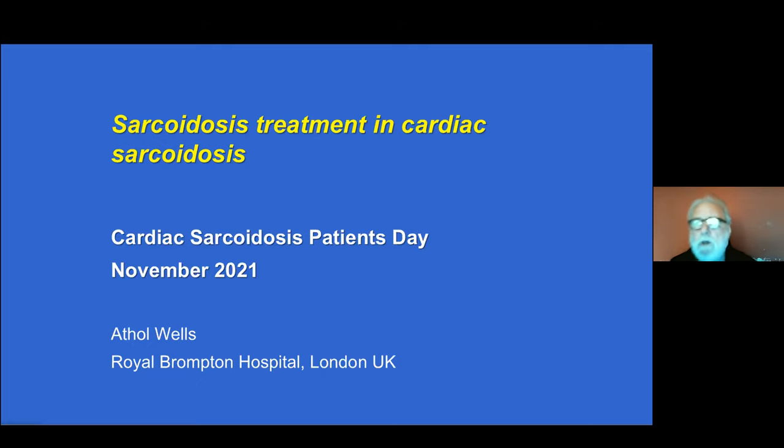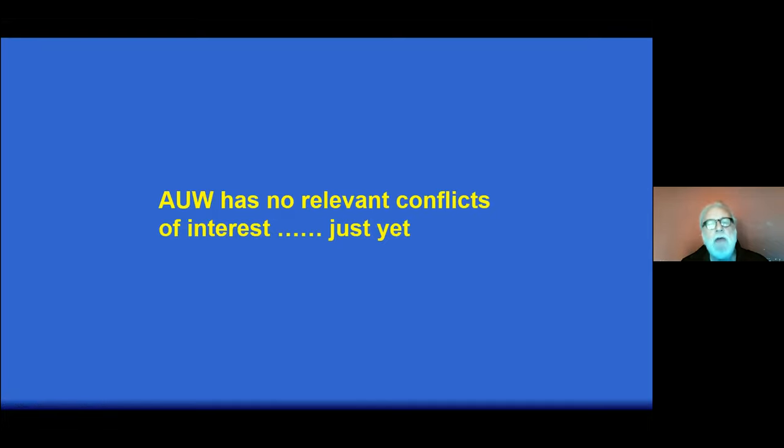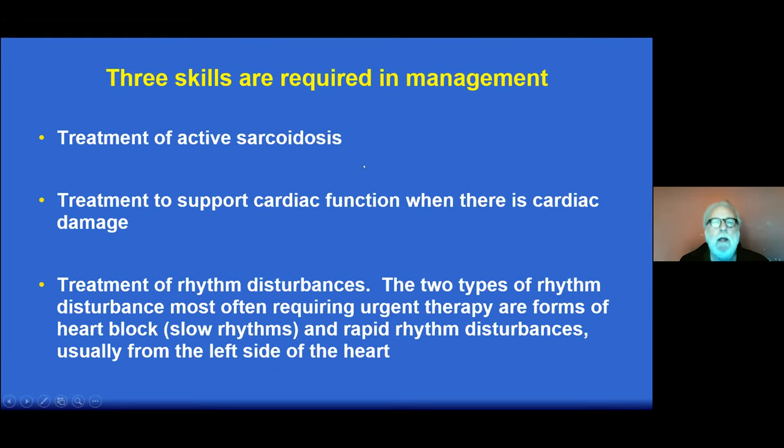Now, I am going to address, slightly out of sequence, sarcoid treatment in cardiac sarcoid. I have no relevant conflicts of interest just yet, but I'm working on that. And let me just put in perspective what Rakesh was originally going to speak to in a slide. Of the three skills required in management, I'm only dealing with treatment of active sarcoidosis. I'm happy to pretend to be a cardiologist as long as there's not a real cardiologist in the room, but here there unequivocally is.